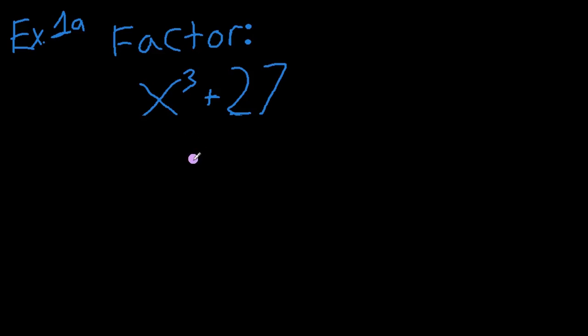First step is to rewrite this in terms of cubes. My x cubed is already written that way. This 27, what number times itself and times itself again will give me 27. 1 times 1 is 1, times 1 is 1, 2 times 2 times 2 is 8, and 3 times 3 times 3 is 27. So I can rewrite this as 3 cubed. You can also use the table we looked at earlier to try to figure out what's the cube root of this. The cube root is 3, so 3 cubed is 27.